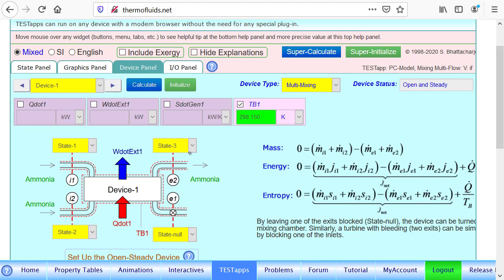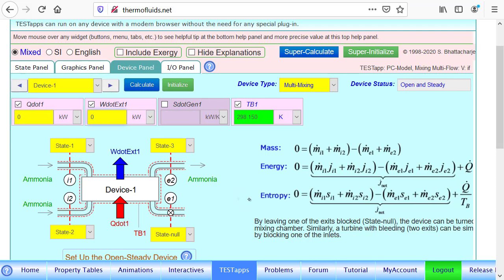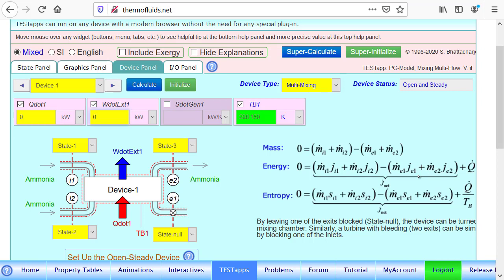What else do we know? They said adiabatic chamber, so Q dot equals 0, and there is no external work, of course, because a mixing chamber is a passive device. Note that the mass, energy, and entropy equations simplified for this device are shown here. Well, Q dot equals 0, so there will be even additional simplification. So as you can see, manually it's easy to solve the problem if you know the properties H and S. All right, so let's go.